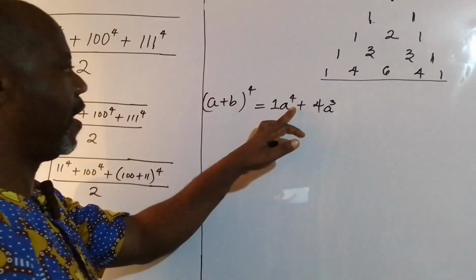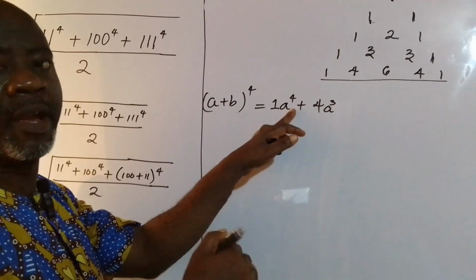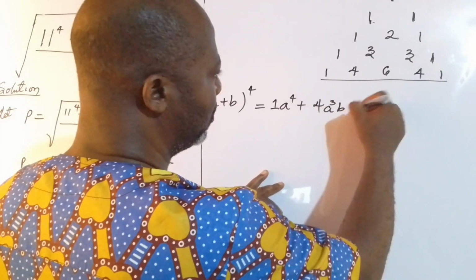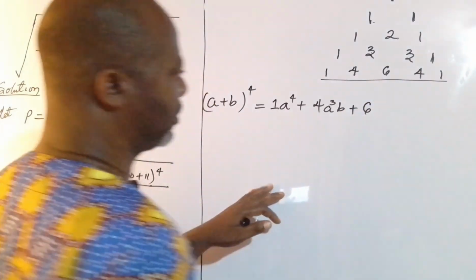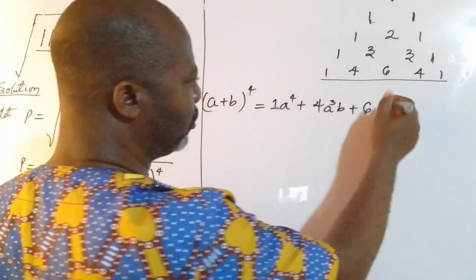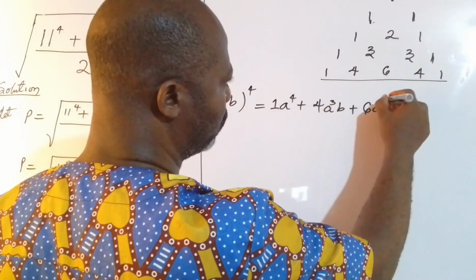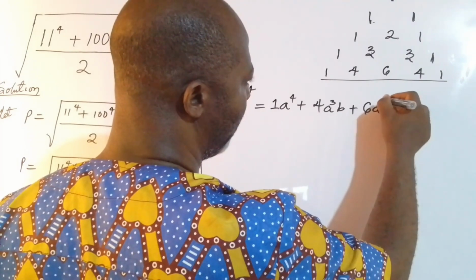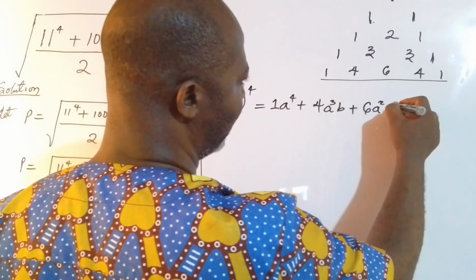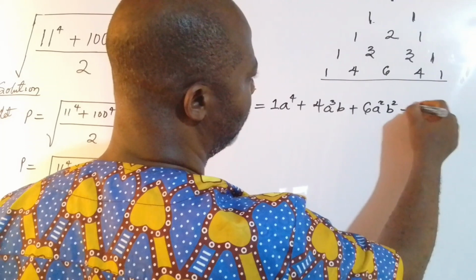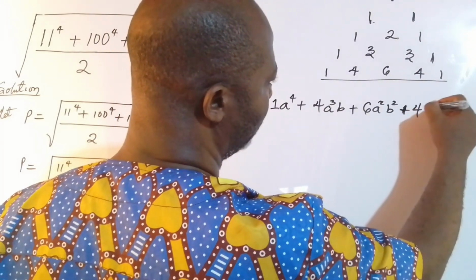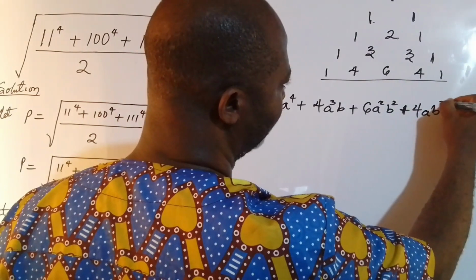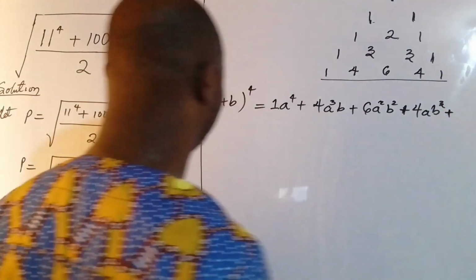And then, here, for the first term, the power of B was 0. So here the power of B will be 1. Plus, the coefficient here is 6. So the power of A will reduce by 1 now, so A squared, and then the power of B will increase by 1. So here it is 1, plus another 1, so it's going to be 2, plus 4 to the power of 1, then B to the power of 3, plus the last term.